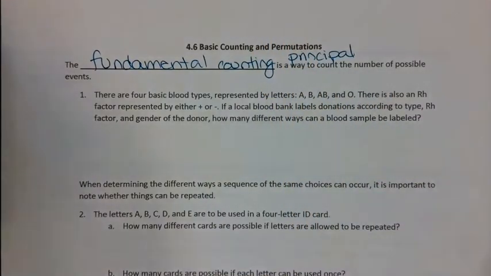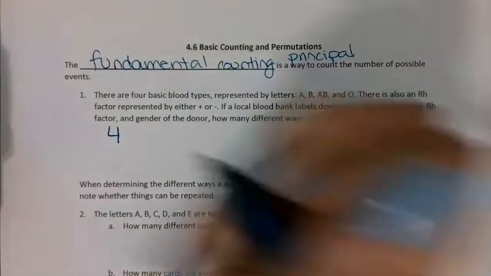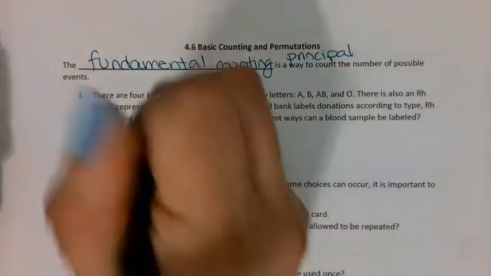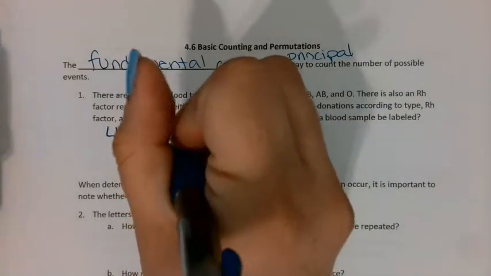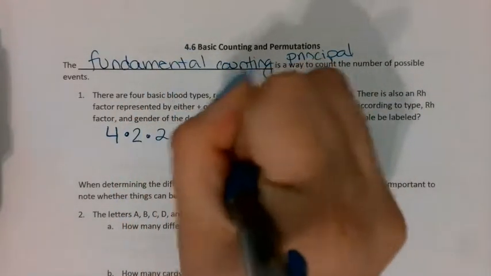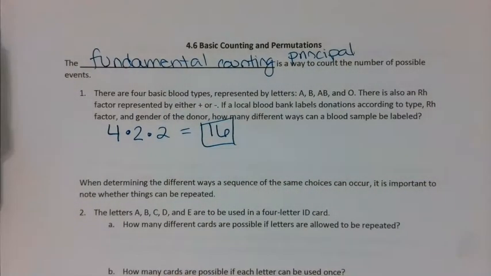Okay. So our first one says there's 4 different basic blood types, AB, A, B, and O. There's also an RH factor that's represented either by a plus or a minus, and if a local blood bank labels the donations according to type, RH factor, and then they also on top of that put the gender of the donor, we want to figure out how many different ways the blood sample can be labeled. So there's the 4 different blood types, there's the 2 different RH factors, and then there is the 2 genders, male and female. I multiply those all together and I get 16.